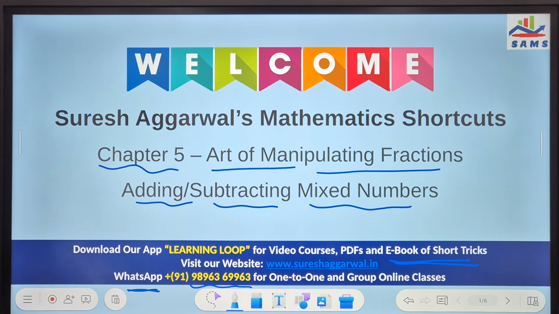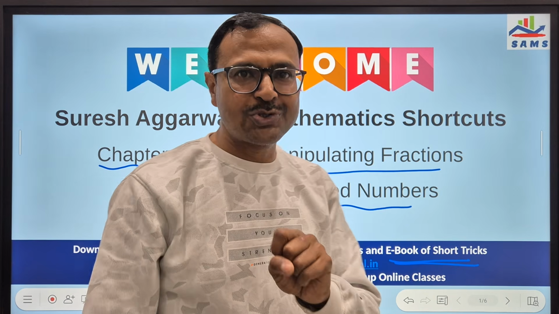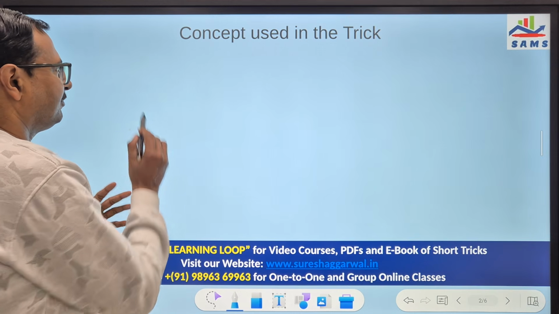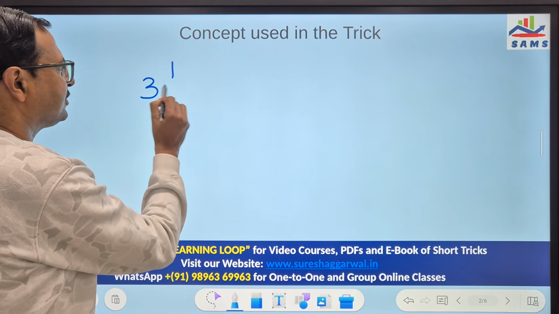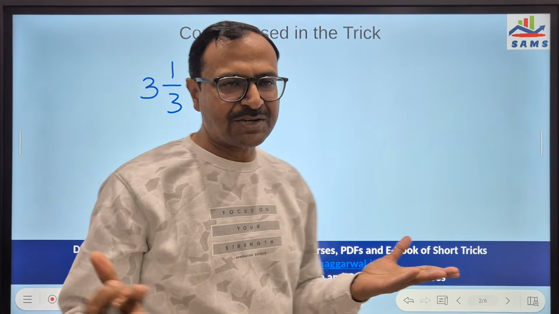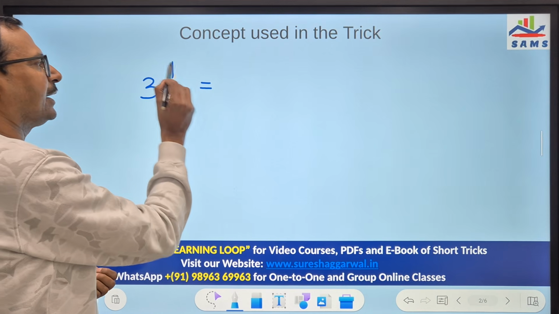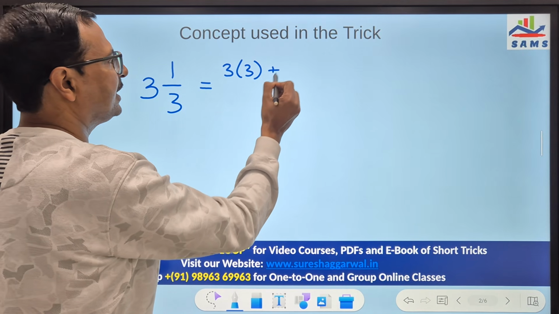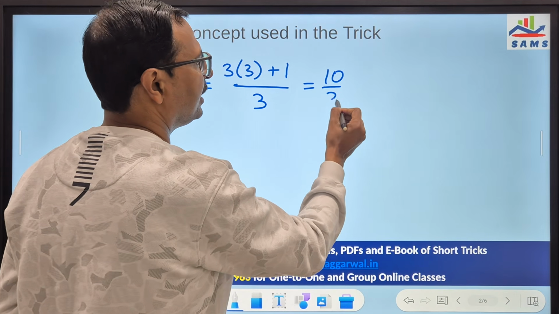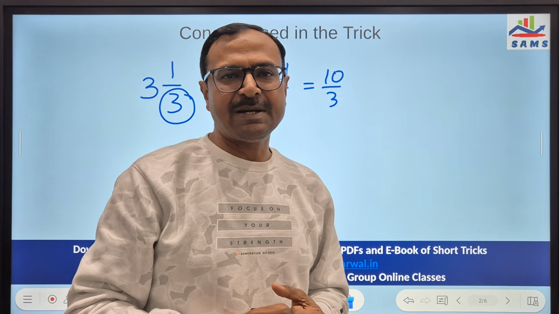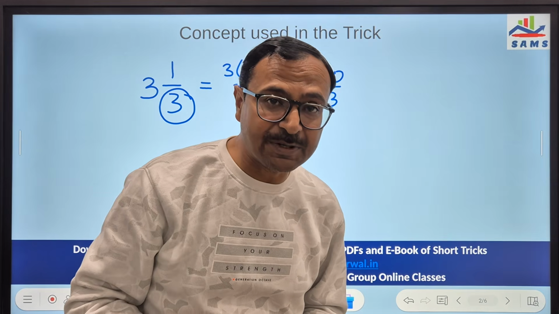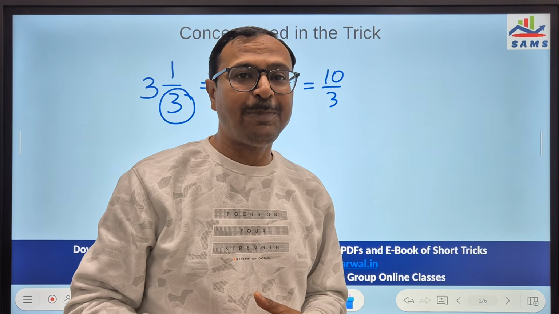So let's see the concept used in the trick first. We all know that there is a mixed number, right? 3 1 by 3. You all know that we can express 3 1 by 3 as an improper fraction. 3 times 3 is 9 plus 1. That's what we do. 3 times 3 plus 1, and the denominator remains the same. So this is 10 by 3. This is the way we convert a mixed number to an improper fraction. But is it required when we have to add and subtract mixed numbers? Now that is the big question.